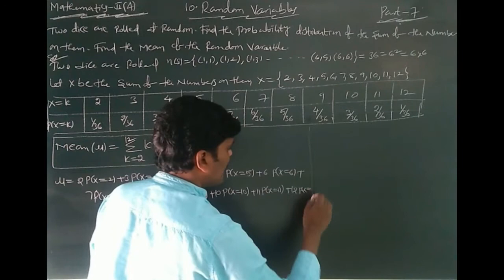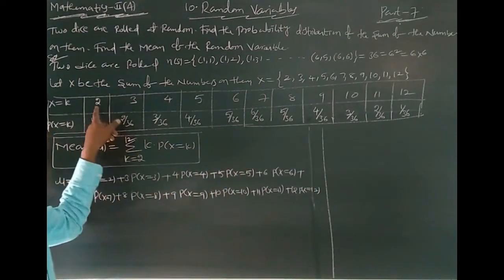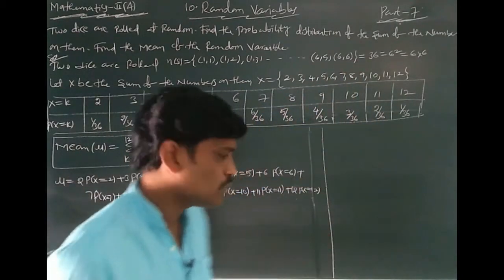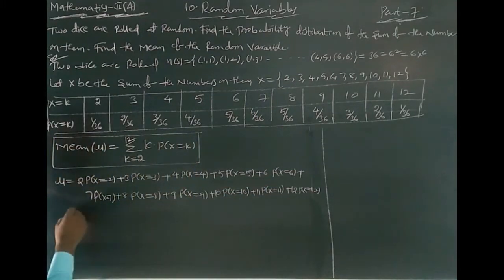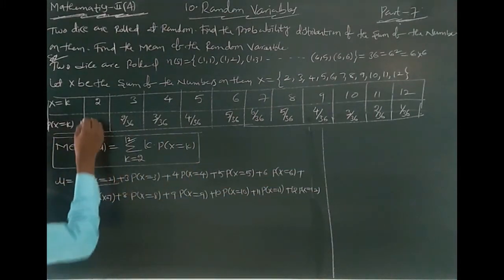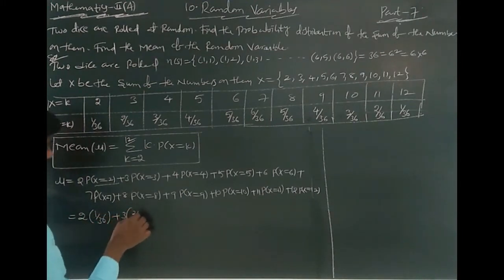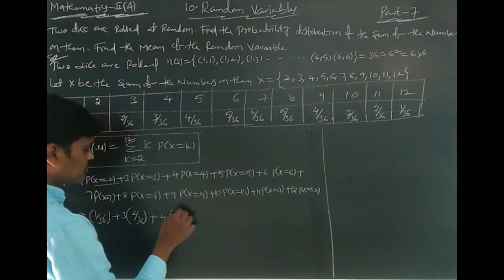Total how many cases here, students? 1, 2, 3, 4, 5, 6, 7, 8, 9, 10, 11 cases are possible. After that, you can substitute the probabilities. You get 2 into P of X equal to 2, whose value is 1 by 36, plus 3 into 2 by 36, plus 4, whose value is 3 by 36.